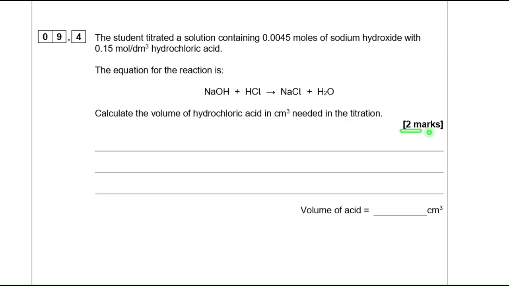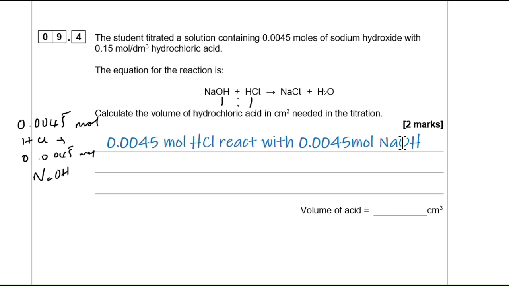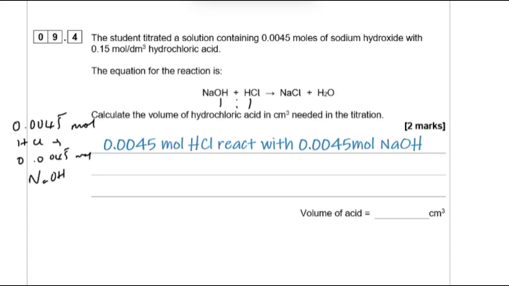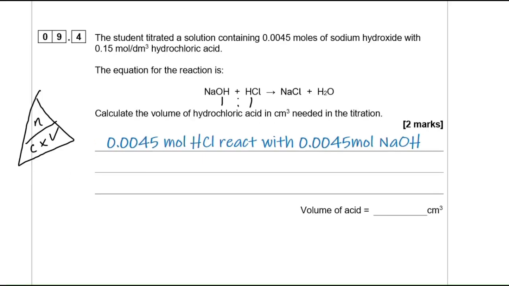At first, this looks like a complicated but different titration calculation, but in actual fact, it's a lot easier than it looks. First thing to know, it's a 1-to-1 ratio, and it's all about the moles. Look at the equation. 1 mole of NaOH reacts with 1 mole of HCl. Therefore, 0.0045 moles of sodium hydroxide will require 0.0045 moles of hydrochloric acid to neutralize it in this reaction. So we can write this down. 0.0045 moles of HCl react with 0.0045 moles NaOH.